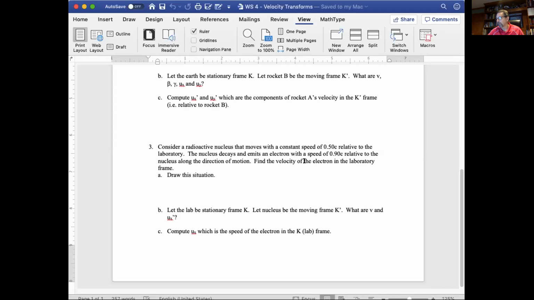What I want to find is the velocity of that electron that we're being told is 0.9 c in the frame of reference of the nucleus, right? We want to find what the velocity of that electron would be in the laboratory frame. A similar problem to what I did last night.